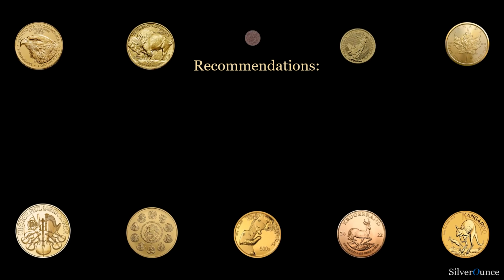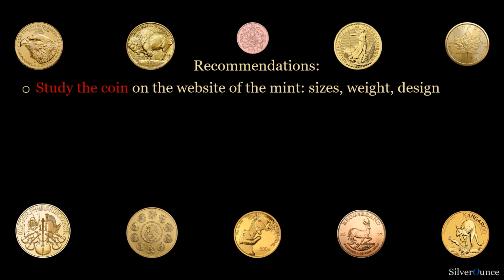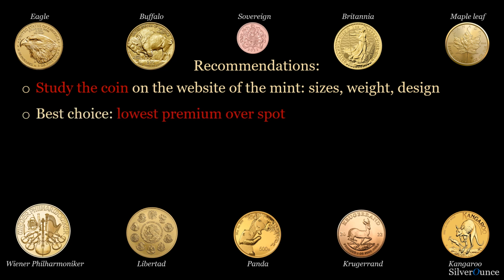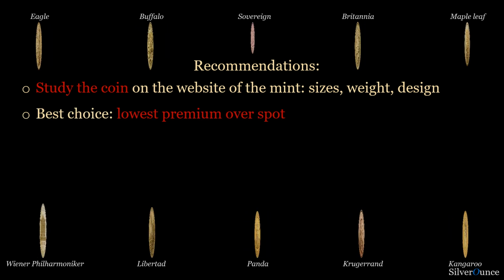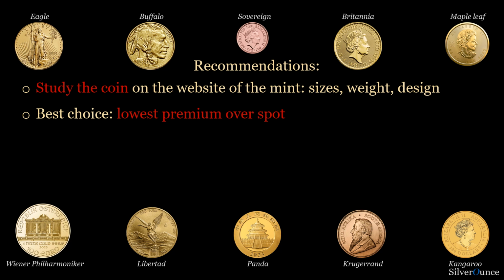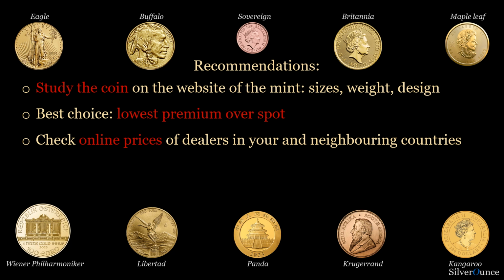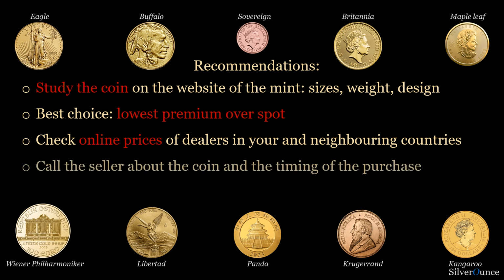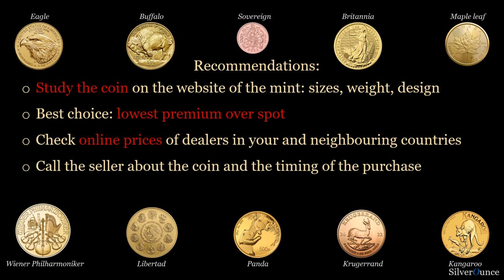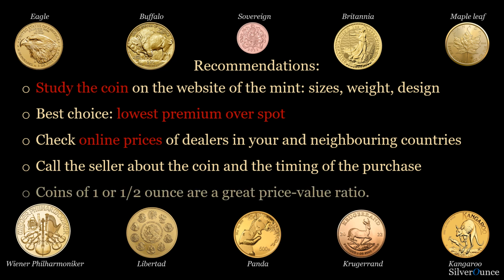My recommendations. Select the coin you would like to buy, then study its details on the mint's website, such as year, dimensions, weight, and design. The best choice is the one with the lowest premium above the spot price. It should also be a well-known, popular coin in your country, which is sold by many traders. Compare the prices of traders online in the domestic market and possibly in nearby countries. Call the seller about the coin and agree on the time of your visit. If you have the opportunity, buy 1 or half-ounce ones because of the good price-value ratio.